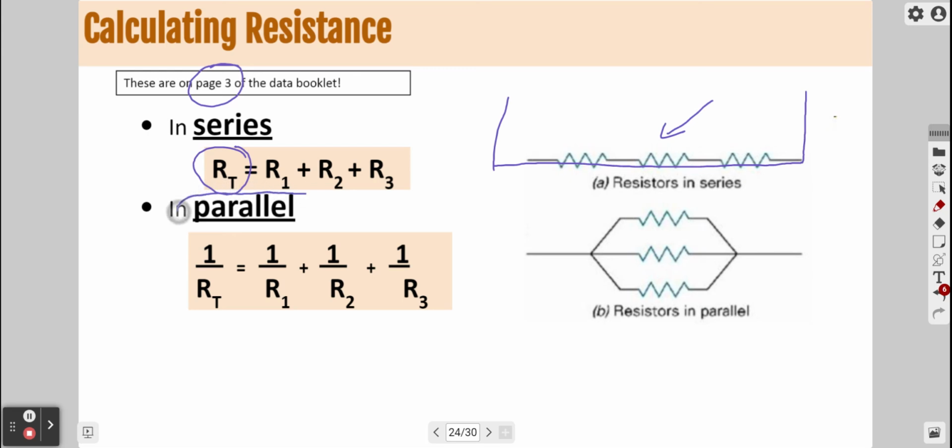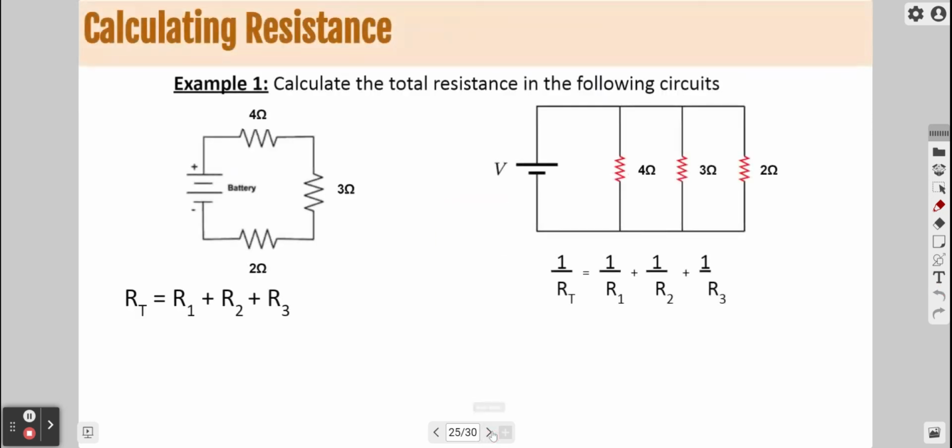If those resistors are in parallel, you have a different kind of formula here. This is where we're going to practice this formula. Here's an example of resistors in parallel. We just drew one of those examples. Let's do some practice so you can see how these two formulas work, because this one is quite unique.